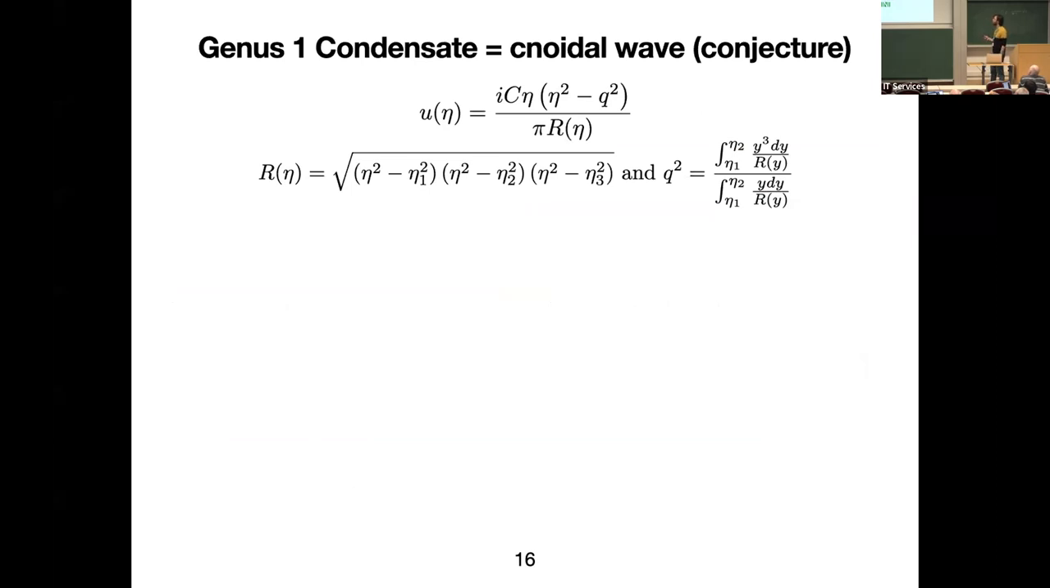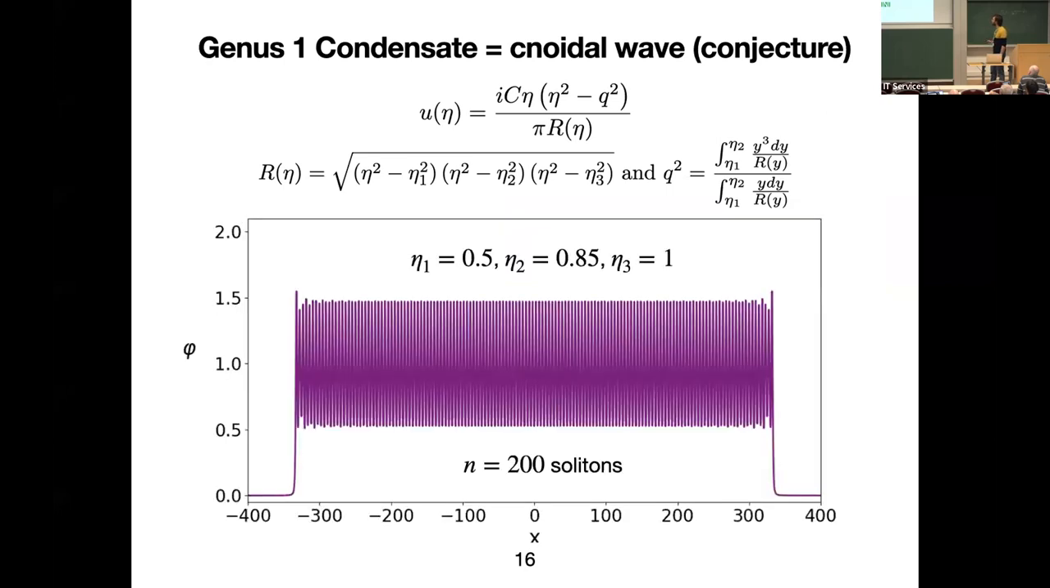So we have a genus one condensate that we can conjecture is actually a cnoidal wave. And here the density of states is clearly slightly more complicated. If we plot it again, we have some border effects, but in the center we can observe something that really looks like a cnoidal wave.